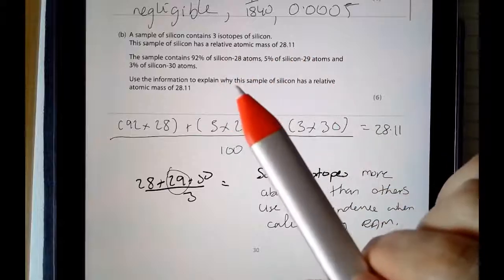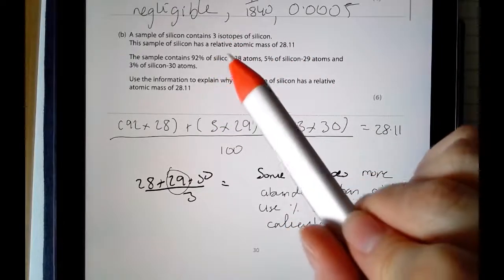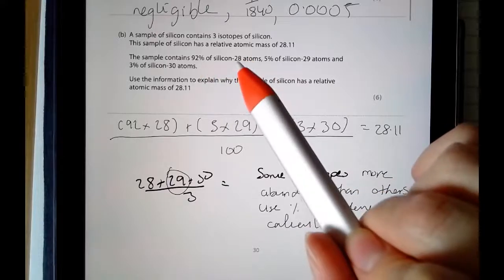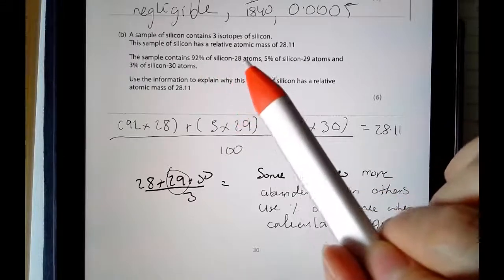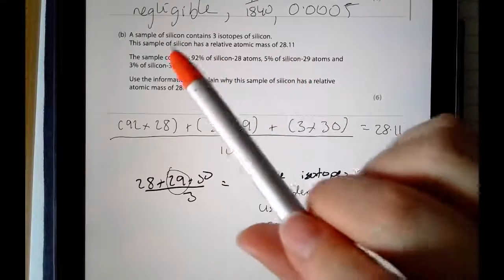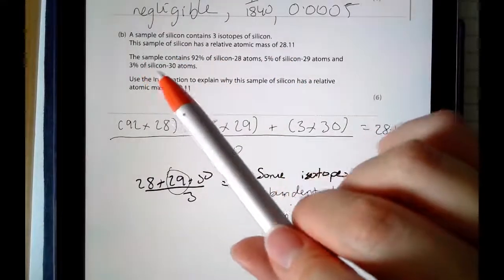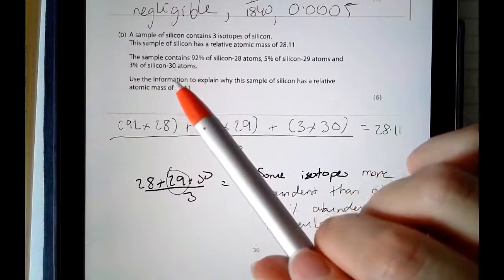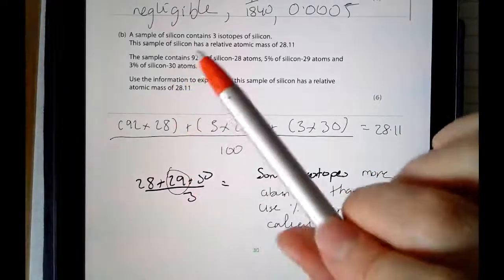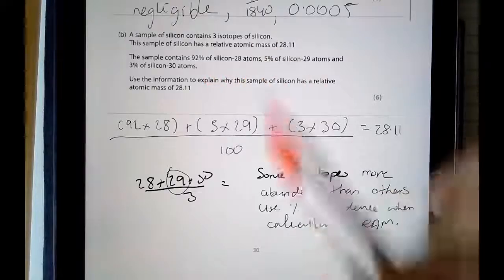And if you look at the percentages of the isotopes, the reason is because 92% of silicon isotopes have a mass of 28. Therefore, it makes sense that the average mass is much closer to 28 than to 29 or to 30. Okay, only 3% of silicon isotopes are silicon-30, so it makes sense that the mass will be much closer to 28, and that will be your final point.